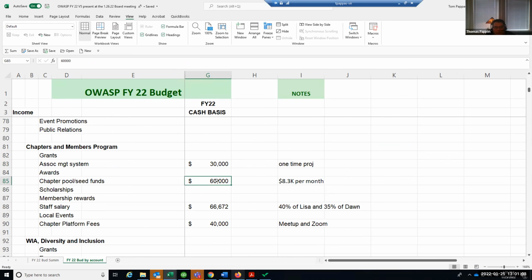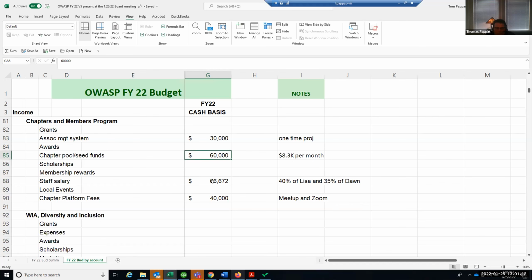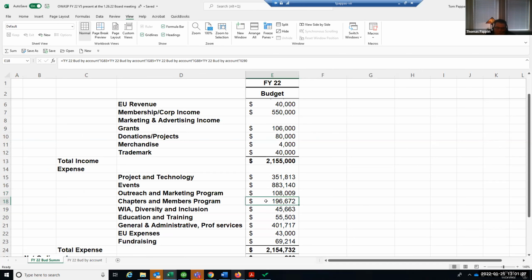This year, the chapters spent in 2021 about $8,000. So as things start to wake up, hopefully, we put 60,000 in here for them to spend. We've got the staff time, and then this is the meetup platform that hopefully we'll be cleaning up and keep to this number for 2022. So a total of 197. Women in AppSec, diversity, education and training, those are both just the staff time.